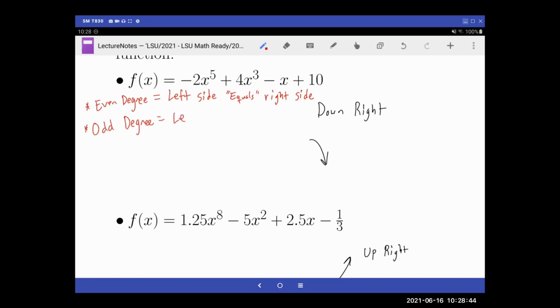So let's discuss that. An odd degree, the left side is at odds with the right side. Okay, it's a good little way to remember it. So even, left side equals the right side. The degree is odd, so the left side is at odds with the right side. So that means in this case, that left side is going to go up to the left.